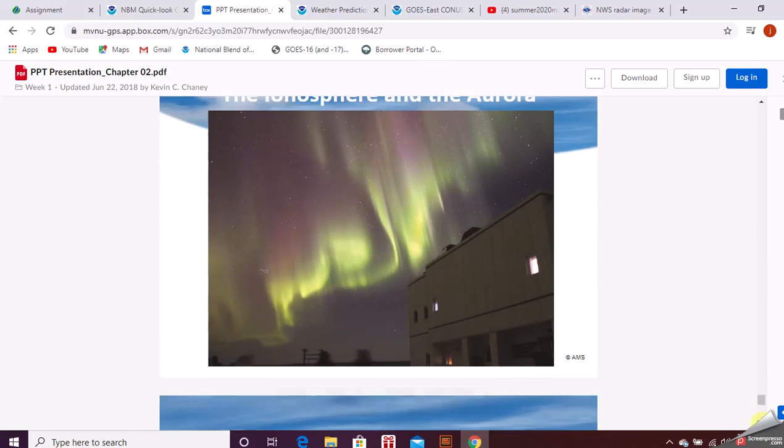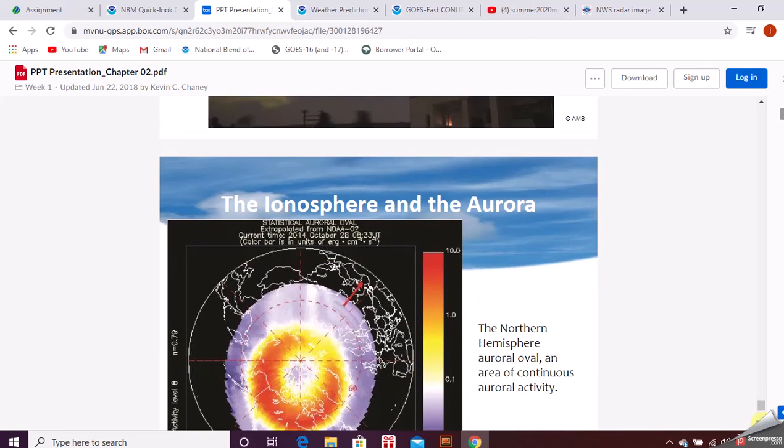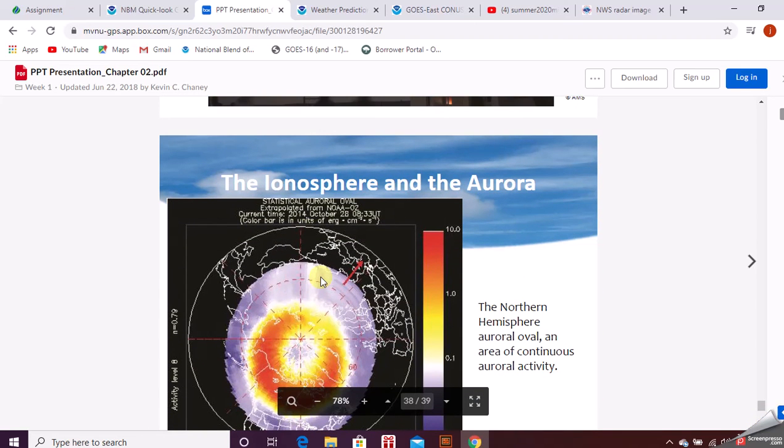Here's a pretty picture of one. And there's actually a space weather center in Boulder, Colorado that makes forecasts of where you might expect to see the northern lights.